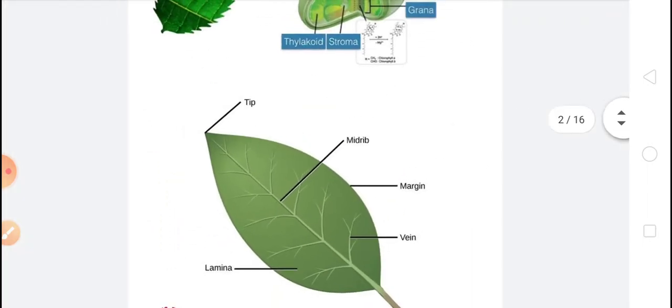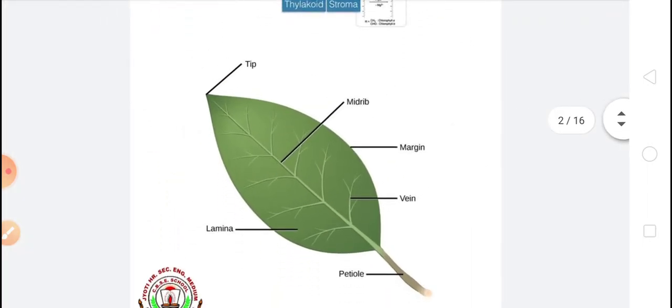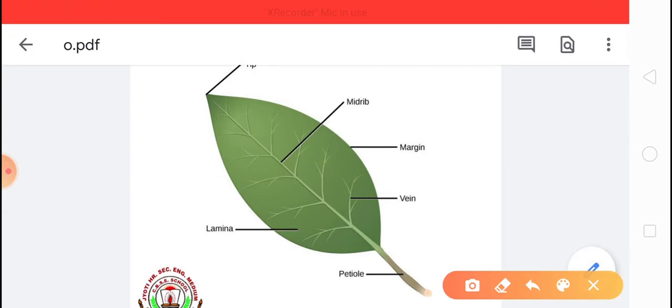Okay. Leaves. Leaves are generally flat in shape. You can see in the picture the leaves are generally flat in shape, and this flat portion of leaf is known as leaf blade or lamina. Okay, and the narrow, very short stalk which is present at the base of the leaf, and through this stalk the leaf is attached to the stem of the plant. This stalk is called petiole.